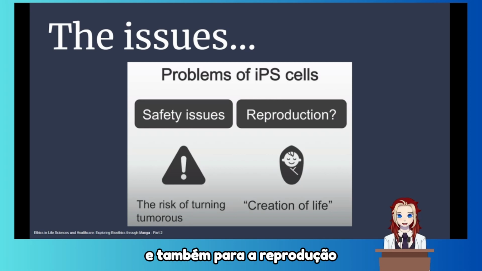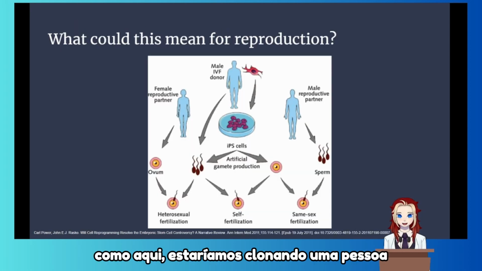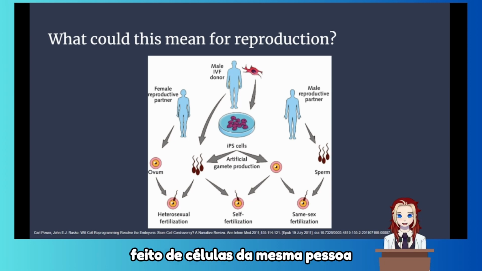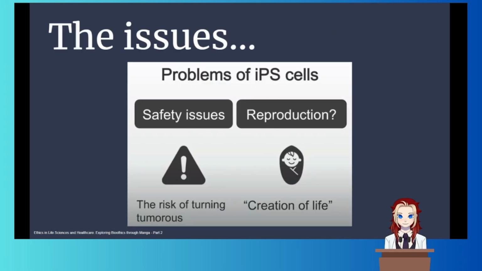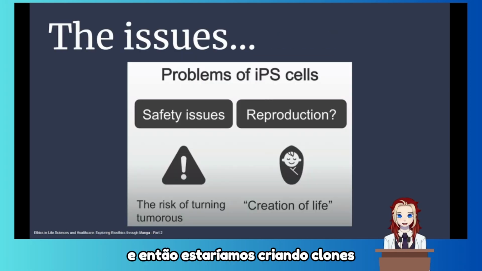And also for reproduction, would we be cloning a person if we take a sperm cell and an egg cell made from cells of the same person? Wouldn't that be cloning? And so we would be creating clones. So that would be a whole other ethical issue.